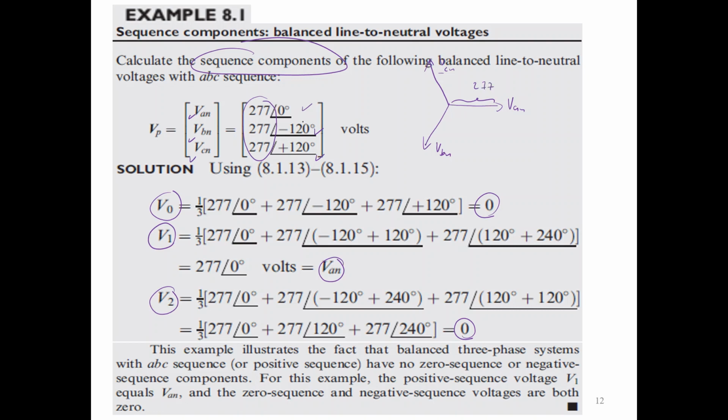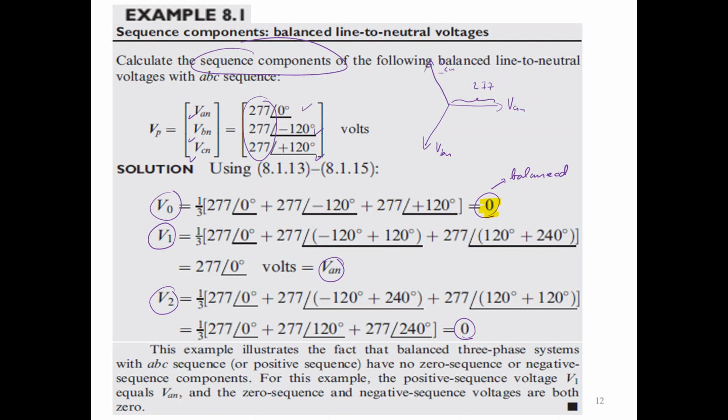So these three vectors are positive sequence. Once you compute the components of these three vectors, the first thing is that you have no zero sequence, which is 0 here. But this would tell you that this set of phase voltage is balanced, right? The message here is that you have no zero sequence.